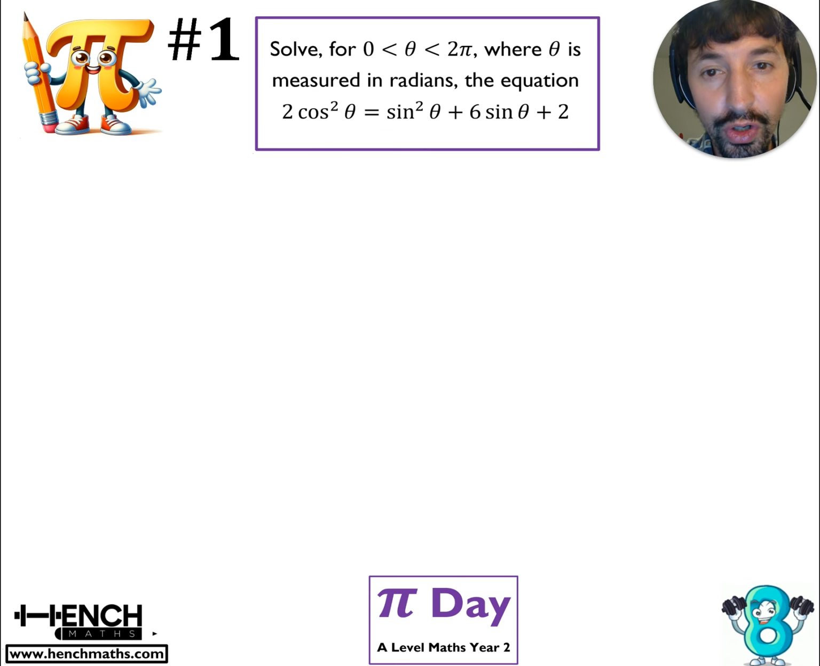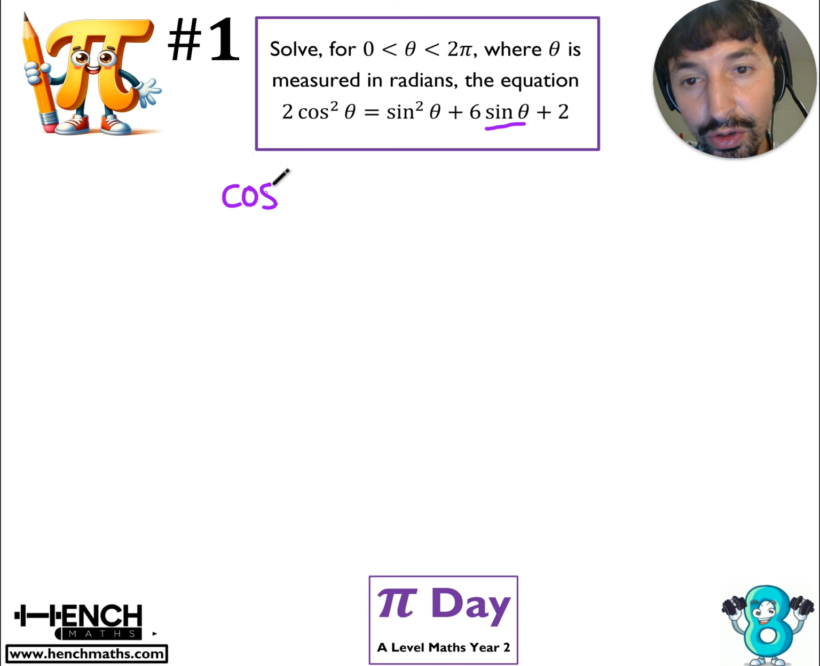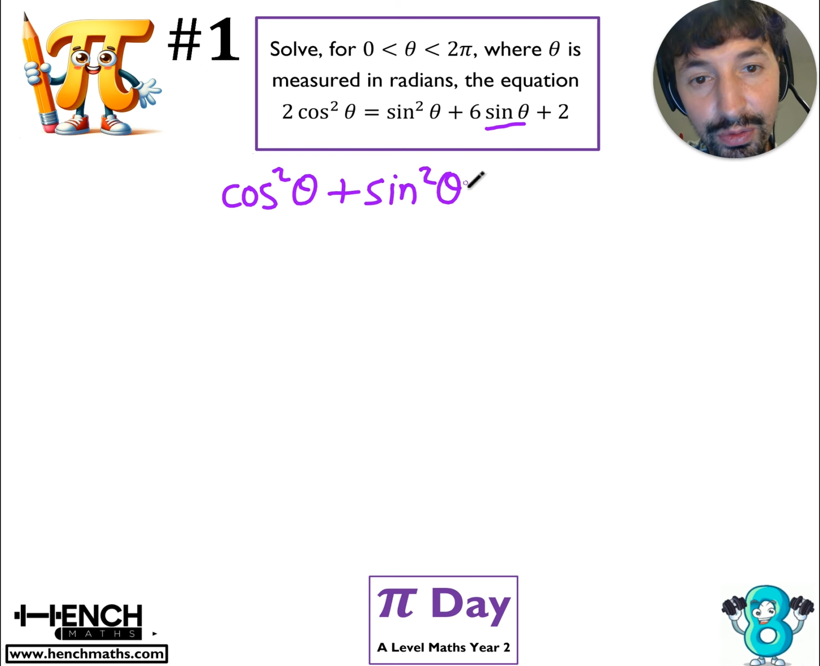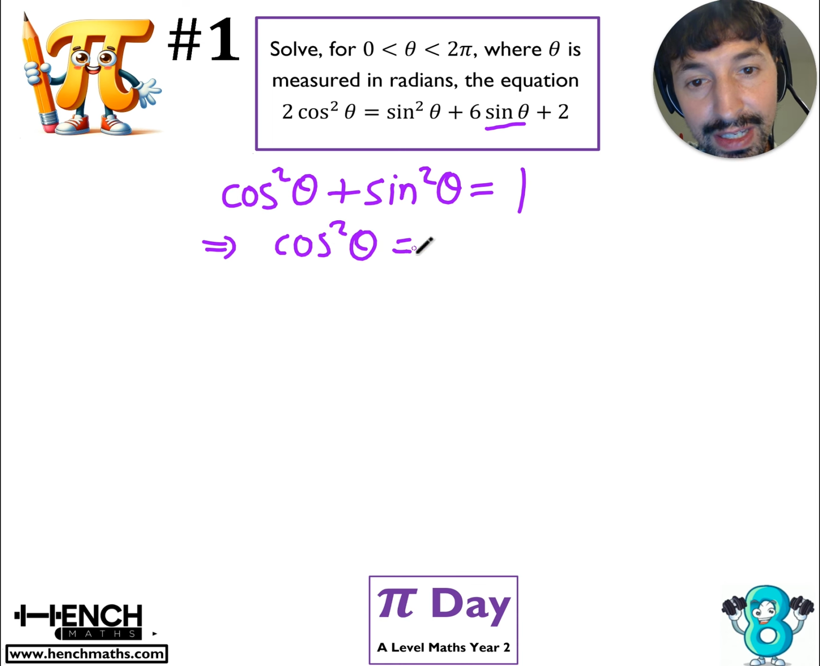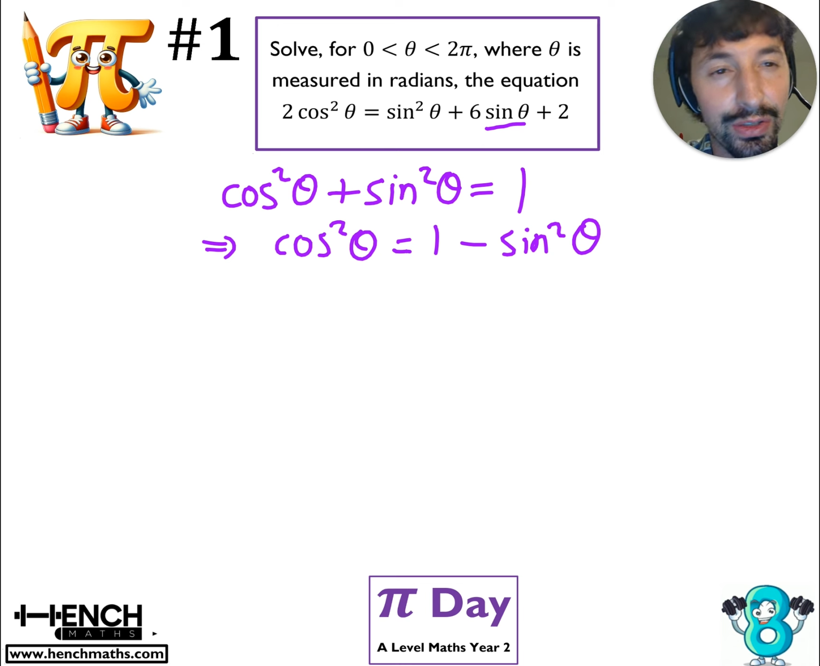So because we've got coses and sines, and because you can see this one's not squared, what we're going to do is use this identity, cos squared theta plus sine squared theta equals 1. And then this allows us to say that cos squared theta is equal to 1 minus sine squared theta. And you can sub that in, you can get everything in terms of the same trig function.